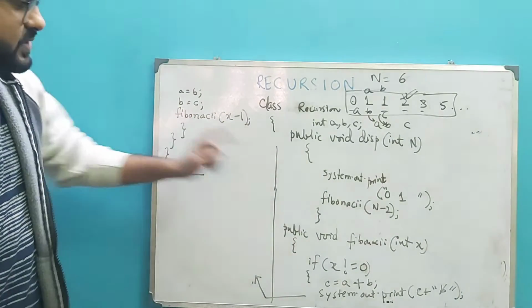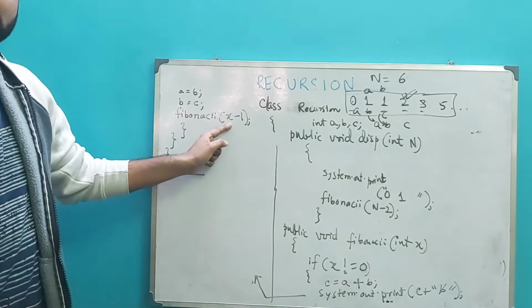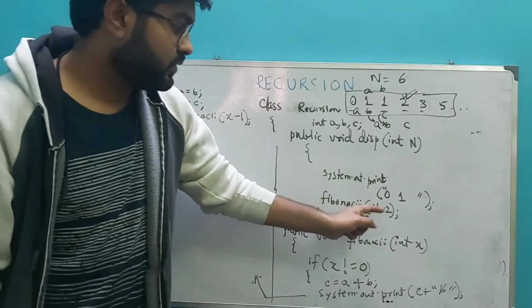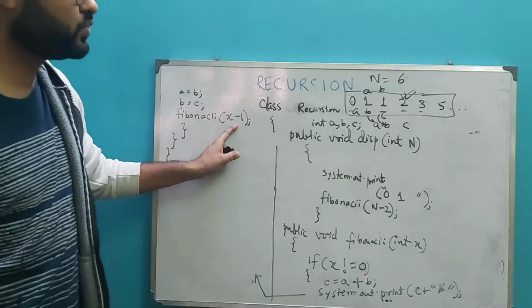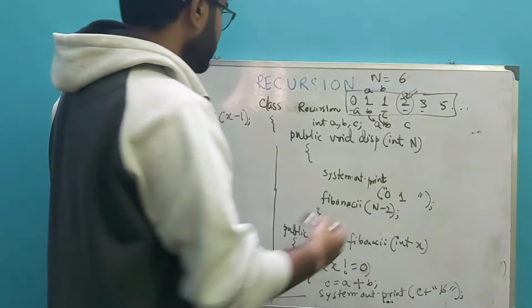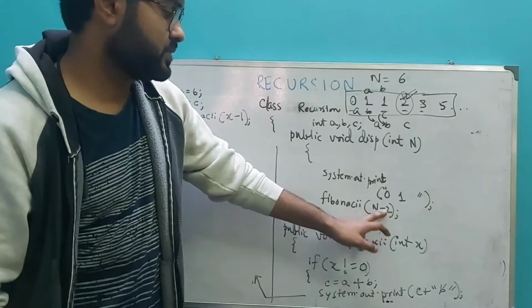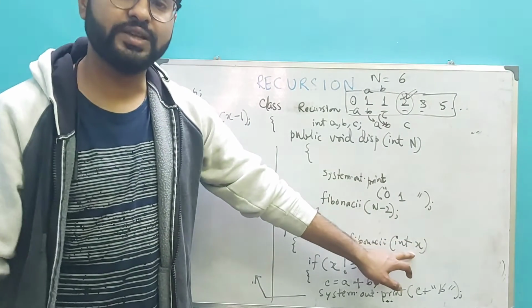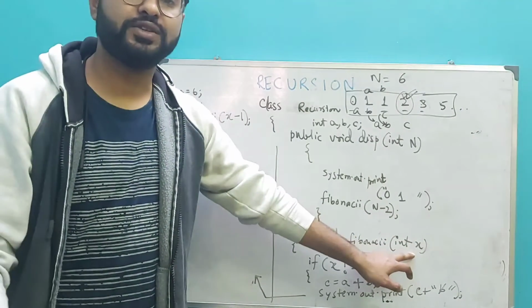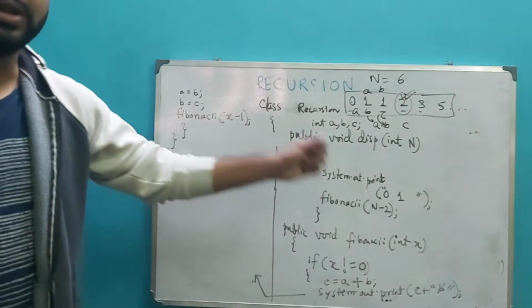And I am calling the same method Fibonacci with a decreased value. I have sent x, but I am decreasing it, x minus 1. I am printing one term and I am decrementing x. So how many times would it run? This method would run n minus 2 times. I am starting with n minus 2, then n minus 2 minus 1, then n minus 2 minus 2, then n minus 2 minus 3. So on, the method would call itself.